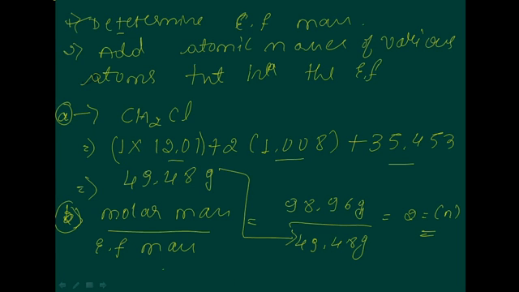Next, step C, the last step. Multiply the empirical formula by n obtained above to get the molecular formula. We know CH2Cl, where n is equal to 2. If it is multiplied, we get C2H4Cl2. So this is the molecular formula.